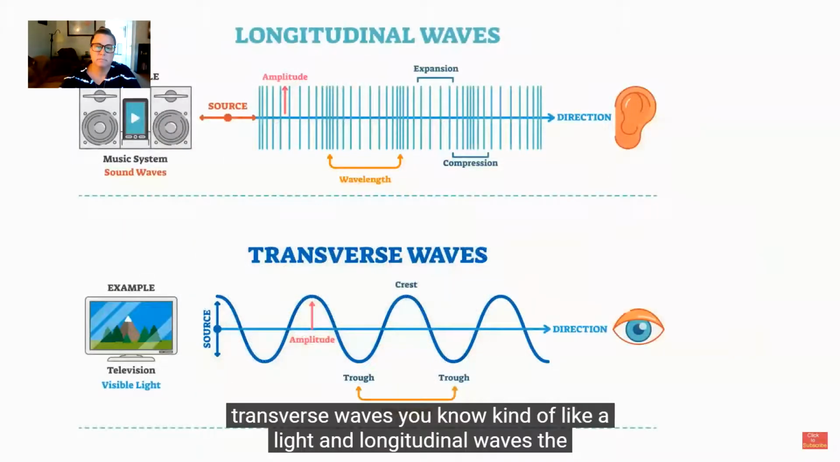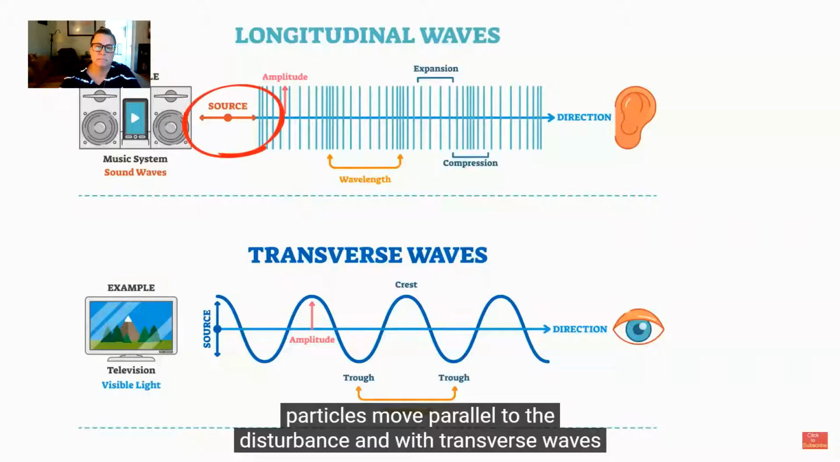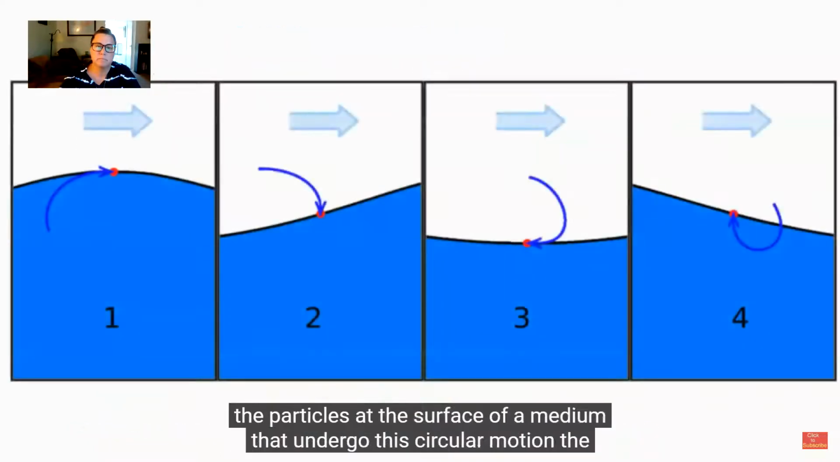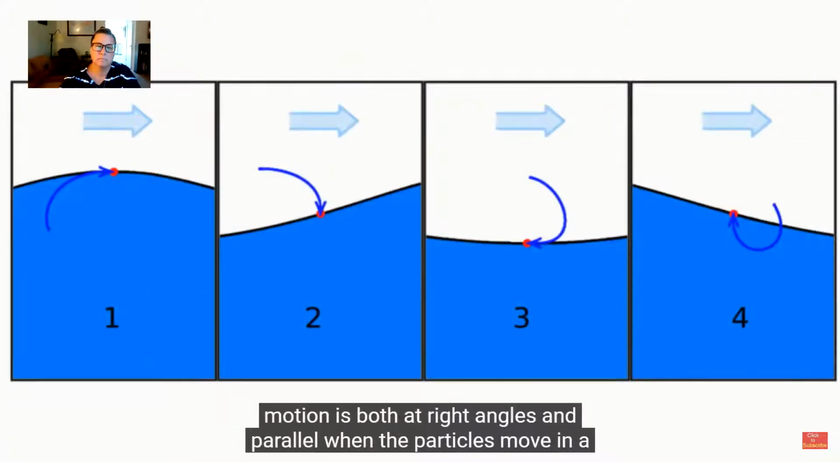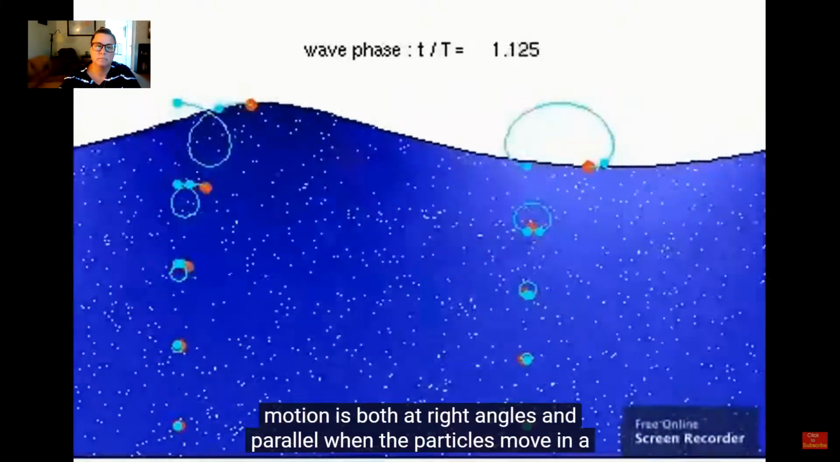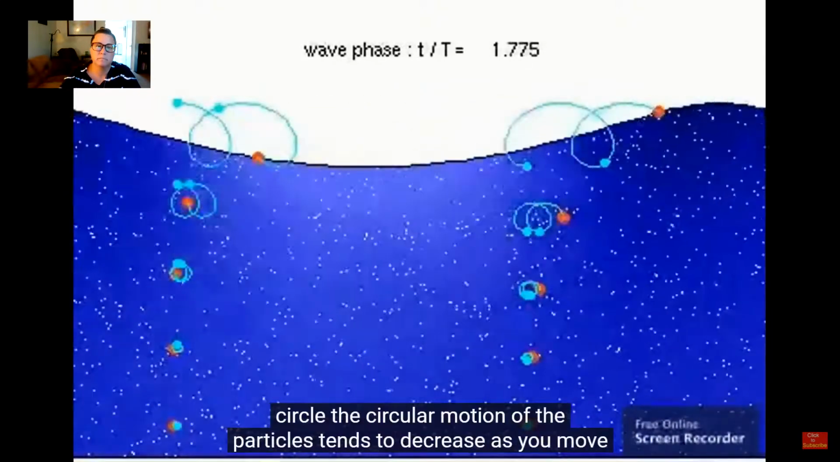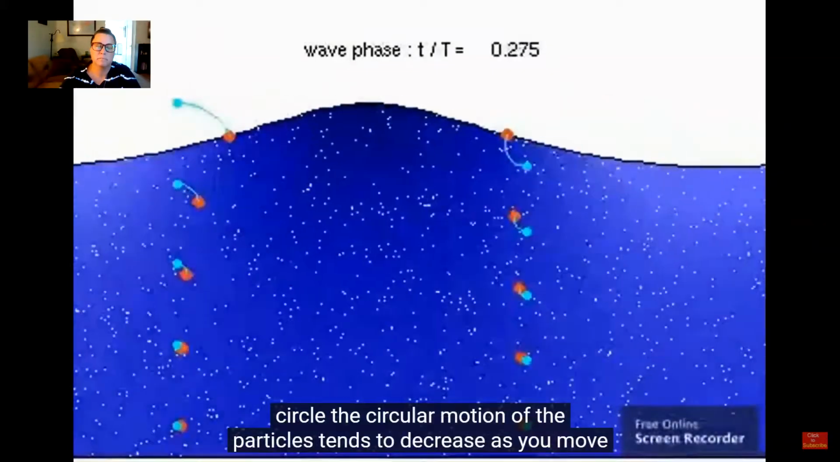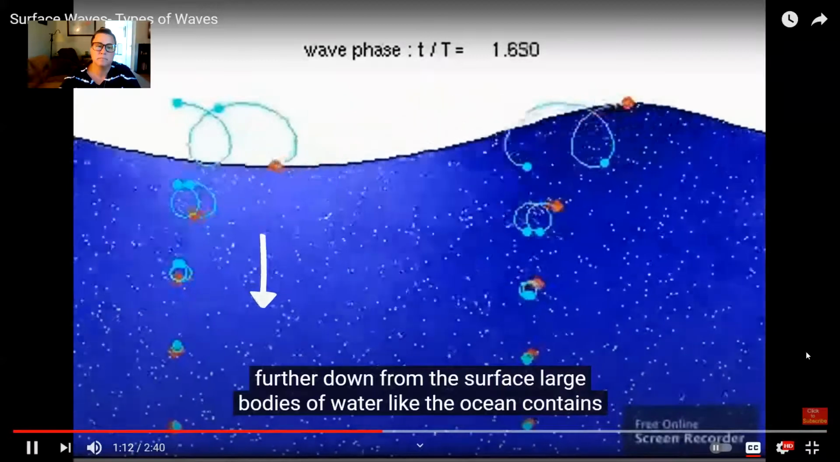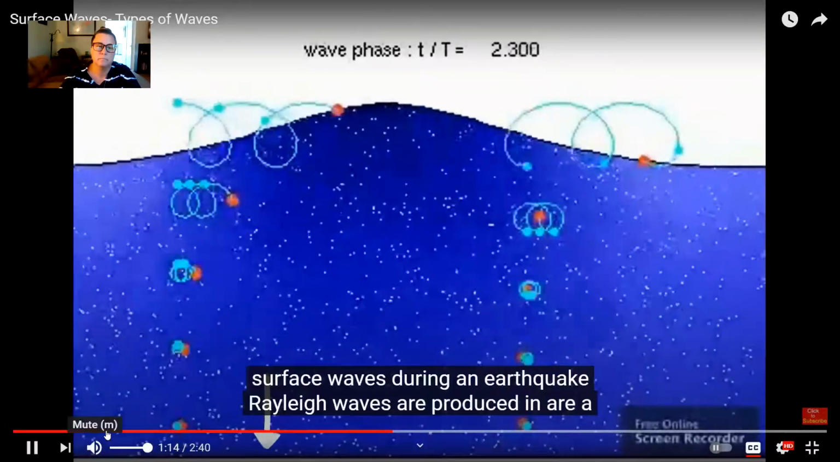In longitudinal waves, the particles move parallel to the disturbance. And with transverse waves, the particles move perpendicular to the disturbance. In a surface wave, it is only the particles at the surface of the medium that undergo this circular motion. The motion is both at right angles and parallel when the particles move in a circle. The circular motion of the particles tends to decrease as you move further down from the surface. Large bodies of water like the ocean contain surface waves.